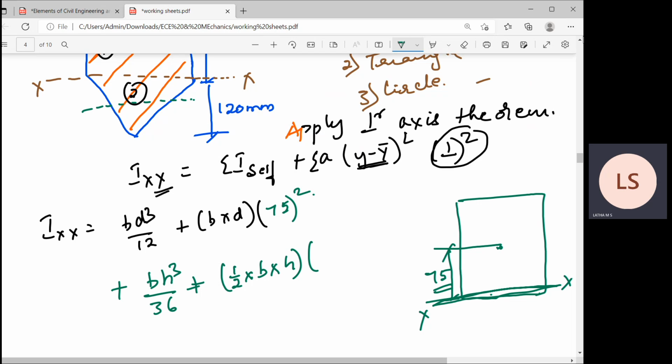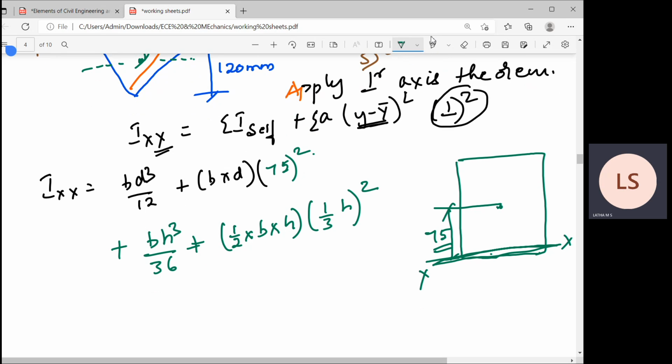Okay. Now what is y minus y bar square here? So it is a distance. The centroidal distance to the axis. This is the centroid of the triangle, and this is the axis. What is the distance here? You can see it is one third of the height. You call it one third of h, the whole square.